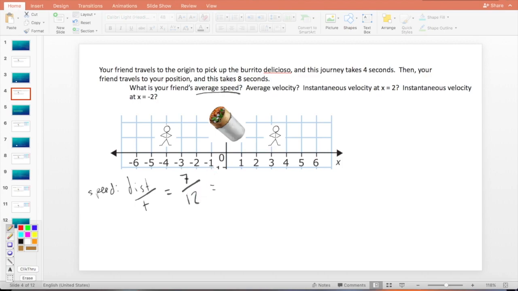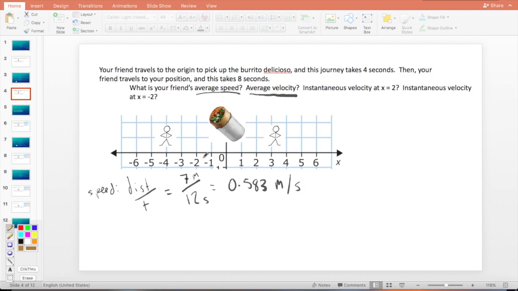In this class, please never, ever use fractions. We will always use decimals. So 7 divided by 12, 0.583 meters. That was our distance unit. Divided by 12 seconds, meters per second, 0.583 meters per second.